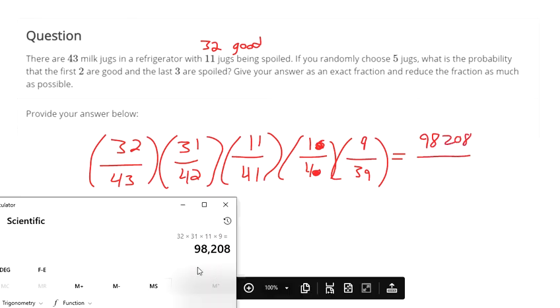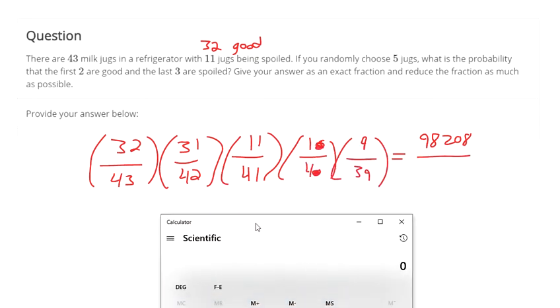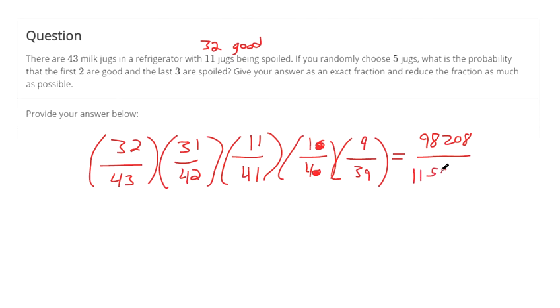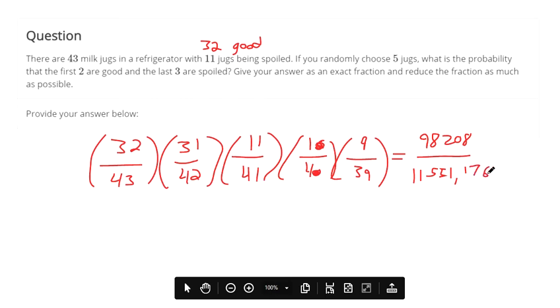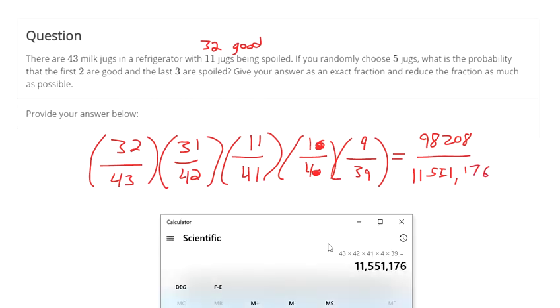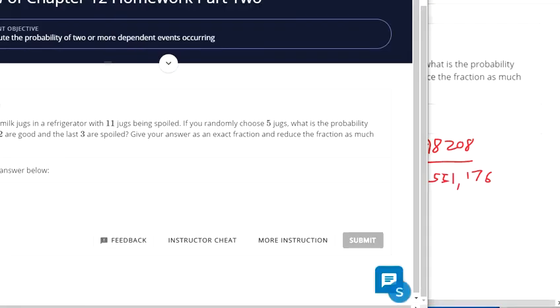And then the denominators, multiply all the denominators. I'm just going to hope that we don't have to simplify. 43 times 42 times 41 times 4, right, because we reduced this one, times 39. That's 11,000,000. That's nuts. Why did they make the last one a decimal and this one you have to have the fraction? They're both even, so we're going to be able to reduce it. So let's go use technology.